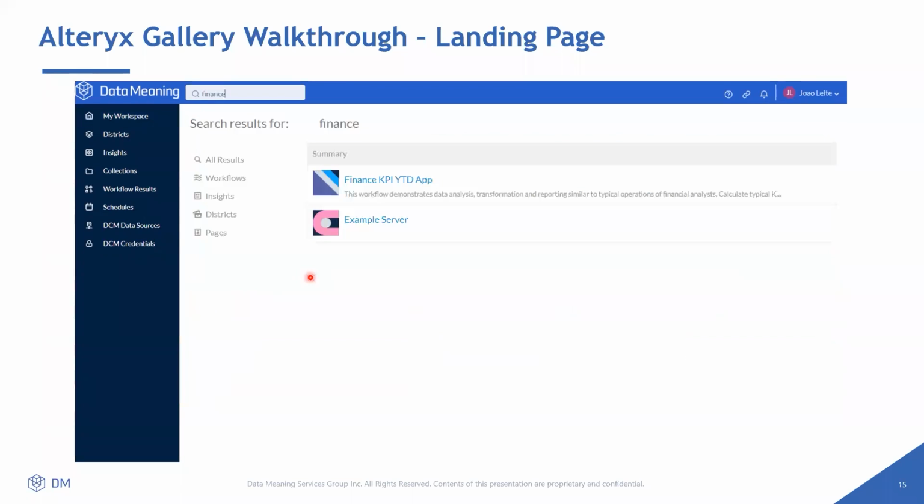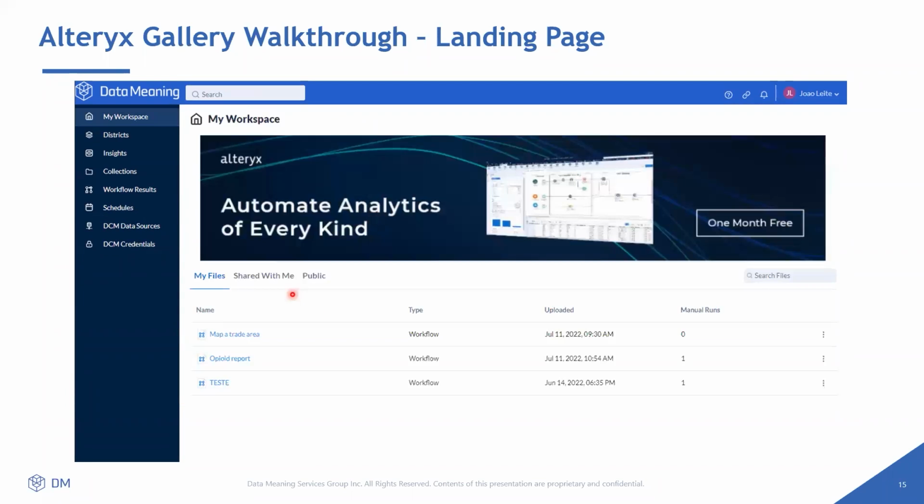And as I mentioned on the search bar, you'll be able to see them here or here whenever you want. Instead of searching here, you can also go to public, search here, or go to your files. If you have a lot of workflows, you can also search your own files here and use the shared with me the same way. About the menu here, as you saw on the agenda, we'll go to districts, insights, collections, workflow results, schedules, and here is data connection manager. We have the data sources and we have credentials.